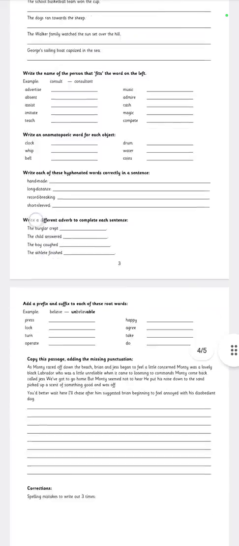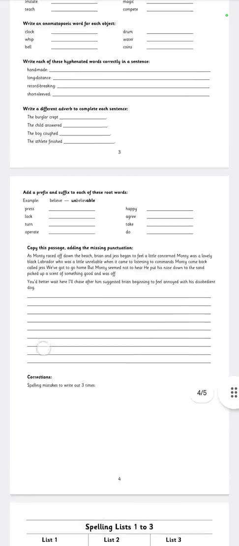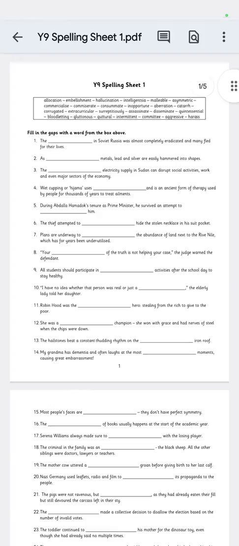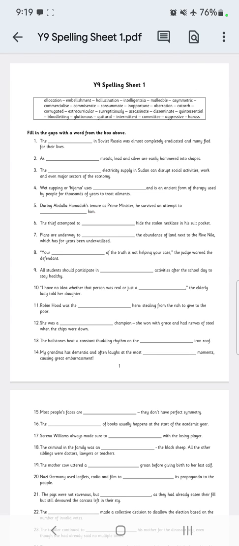Then we have the grammar review. It's also very clear. But in case you have any question, I'm always right here.